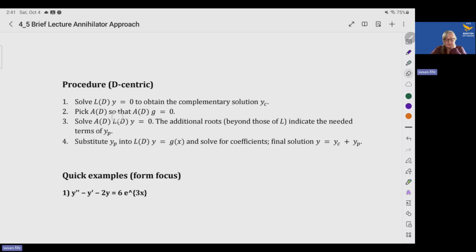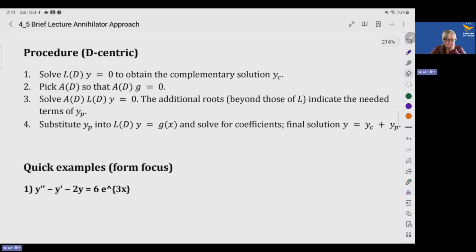Then we're going to find the function that is needed to form y sub p. And just like in the last section, we're going to substitute y sub p into the original equation and solve it to get our particular solution.